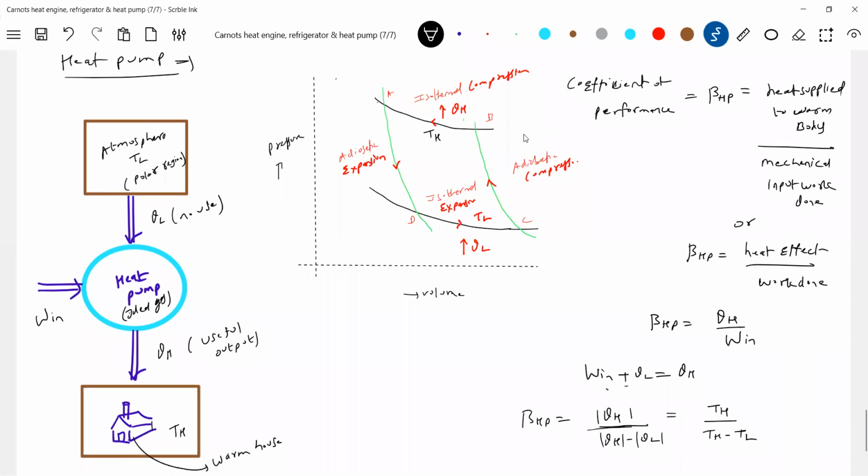All the temperatures are in the Kelvin scale. Are you able to understand what we mean by a heat pump? We are extracting heat from the cold body and giving it to the hot body.